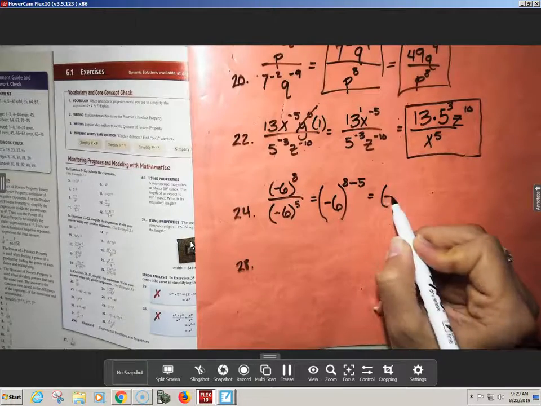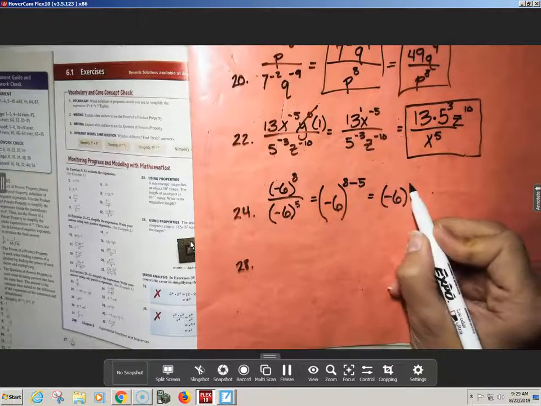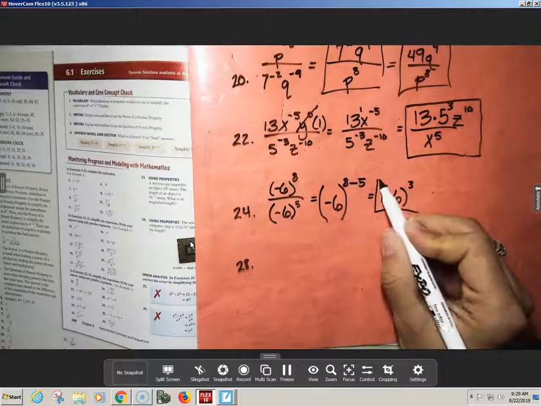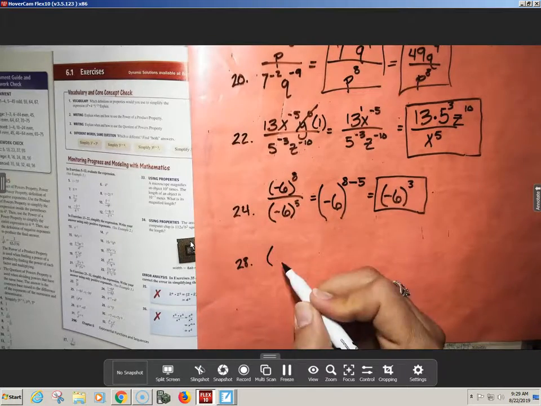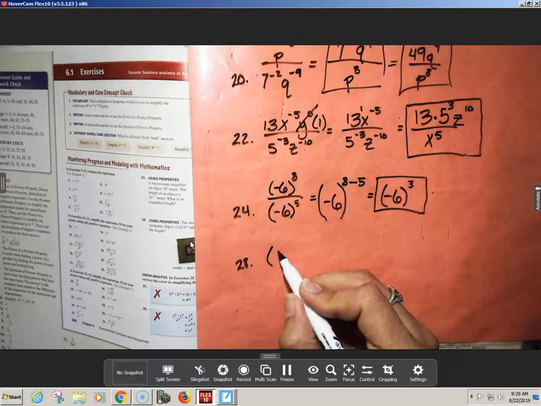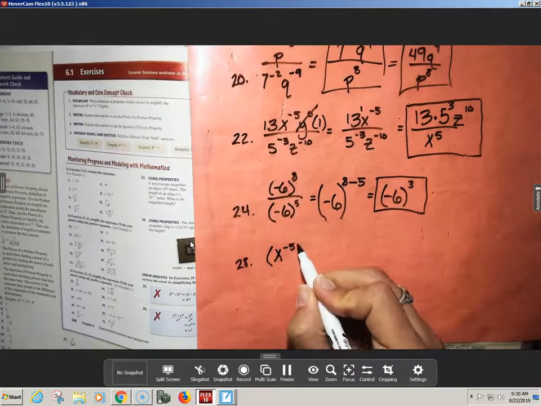So your final answer would be -6 raised to what power? If you had your calculator, we could go ahead and solve for that, but otherwise we could stop just there, and that's fine. Yeah? One more, number 28. Gives us x to the -5. Now there's a few different ways of doing this.